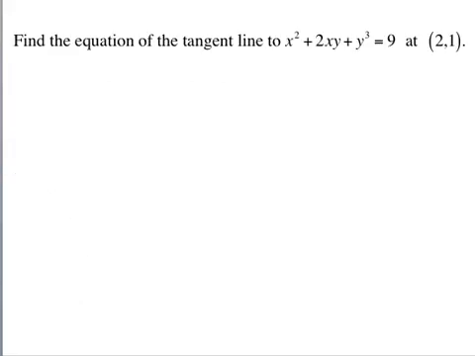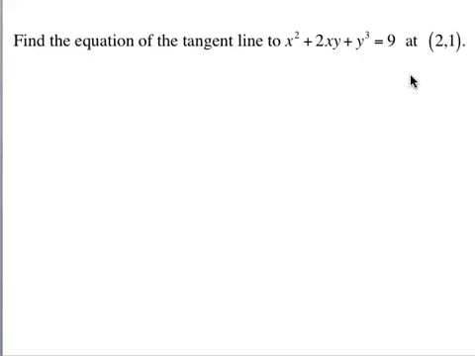Our next example is going to require implicit derivatives. We want to find the equation of the tangent line to x squared plus 2xy plus y cubed equals 9 at the point 2, 1. Just a quick check. 2 squared is 4. 2 times 1 is also 4. And what is that? 1 cubed actually is 1. So 4 plus 4 plus 1 indeed is 9.